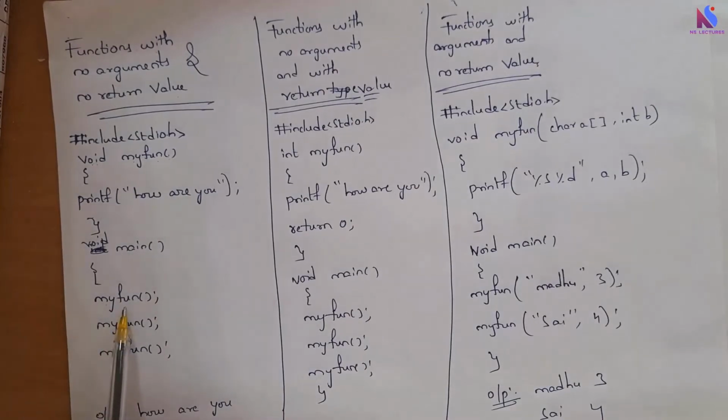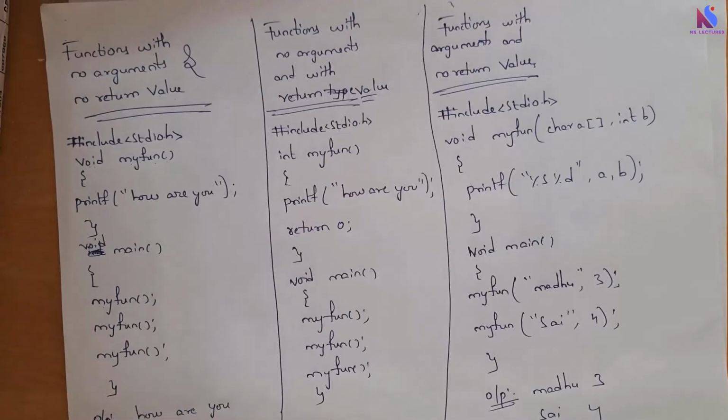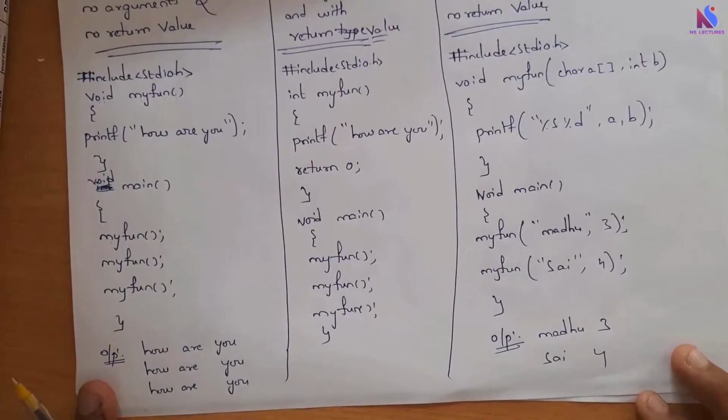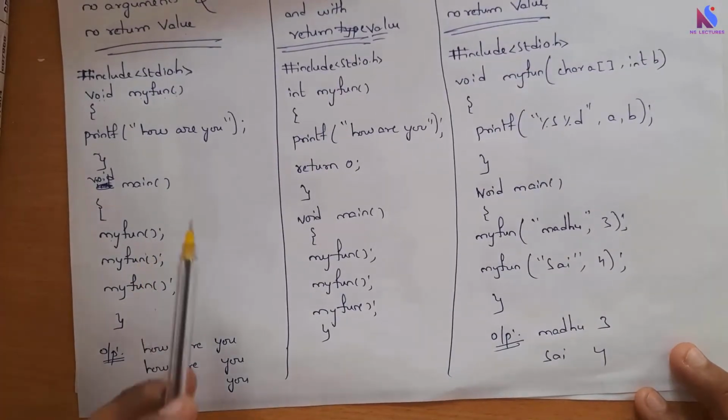So you need to write myfun here. You need to close this function call with a semicolon. I call my function 3 times. So I will get output as "how are you" three times. This is my output.